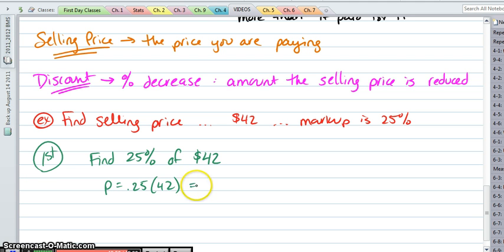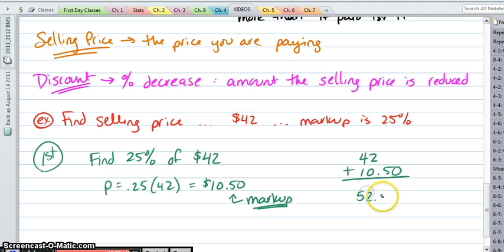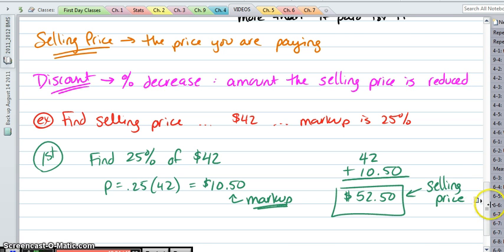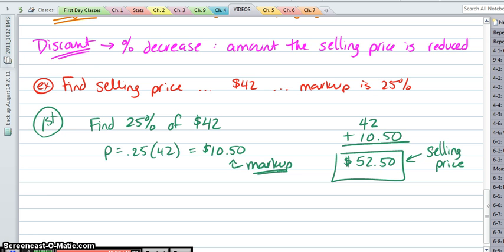When we do this, we get 10.50. Now, we have to recognize that this $10.50 represents the markup. We would have to add it to the $42 to find the selling price. So 42 plus 10.50, and that gives us a selling price of $52.50. So it's the same kind of thing when we're talking about sales tax, 6% sales tax, except this is the initial markup. If that's what you're paying, you'd have to pay sales tax on top of that.